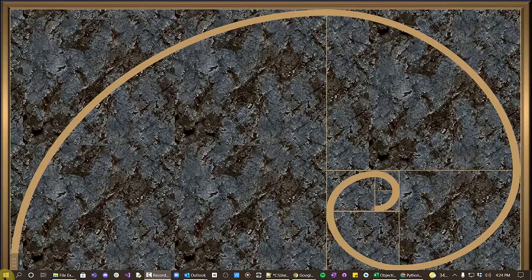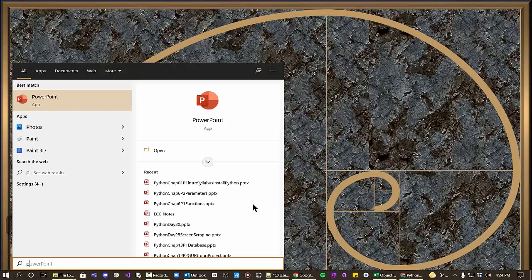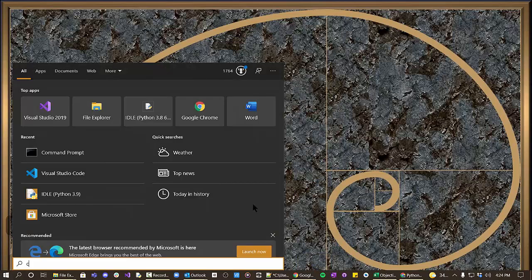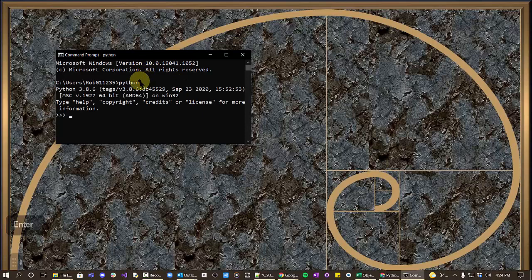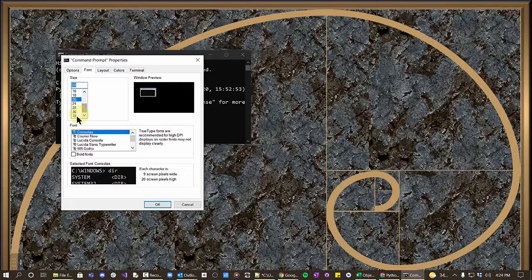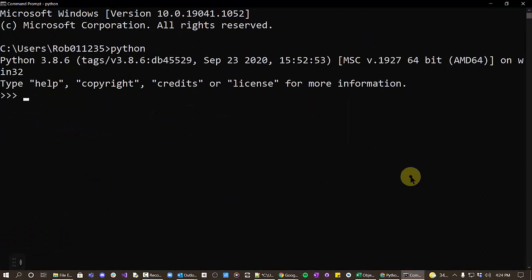Many Python programs need to use arithmetic, and Python provides some symbols for us to do that with. So I'm going to open up a command prompt, and I'm going to start my Python interactive interpreter by just typing Python. Make this a little larger so it's easier to see. And so let's take a look at addition.